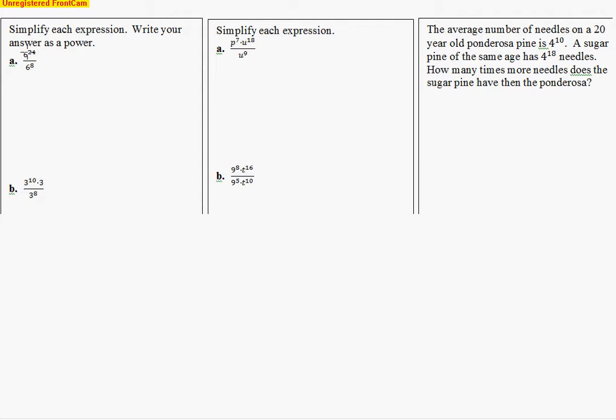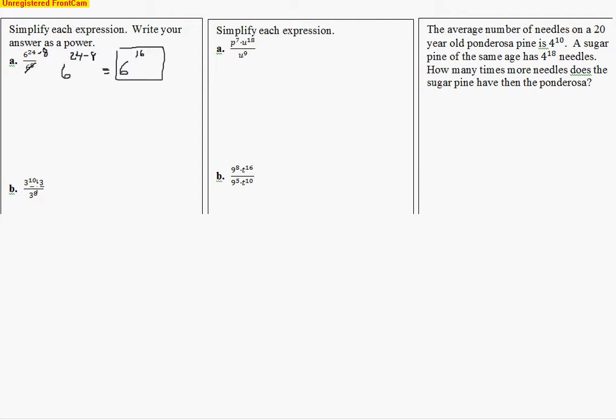Since we have the same base, we're just going to subtract the exponents, 24 minus 8. Basically, if you picture 24 sixes across the page and then 8 sixes across the page here, these 8 sixes are going to cancel out 8 sixes from the 24, and that's how I'm left with 16 sixes altogether. And that will be my answer.